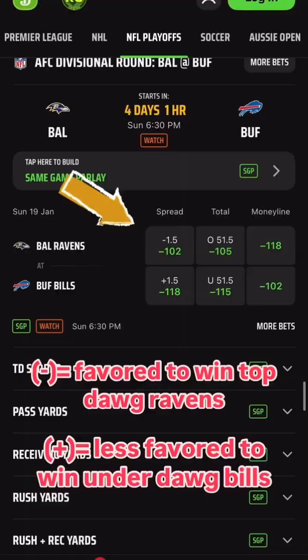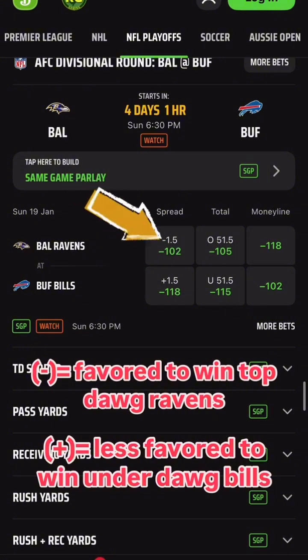So that's what a spread means, and that's how spreads work. Let me go ahead and give you guys a real example. Let's take this Baltimore Ravens versus Buffalo Bills game down below. And it's crazy because they actually got the Buffalo Bills as the underdogs, the plus 1.5, which is crazy to me. Bills Mafia all the way.